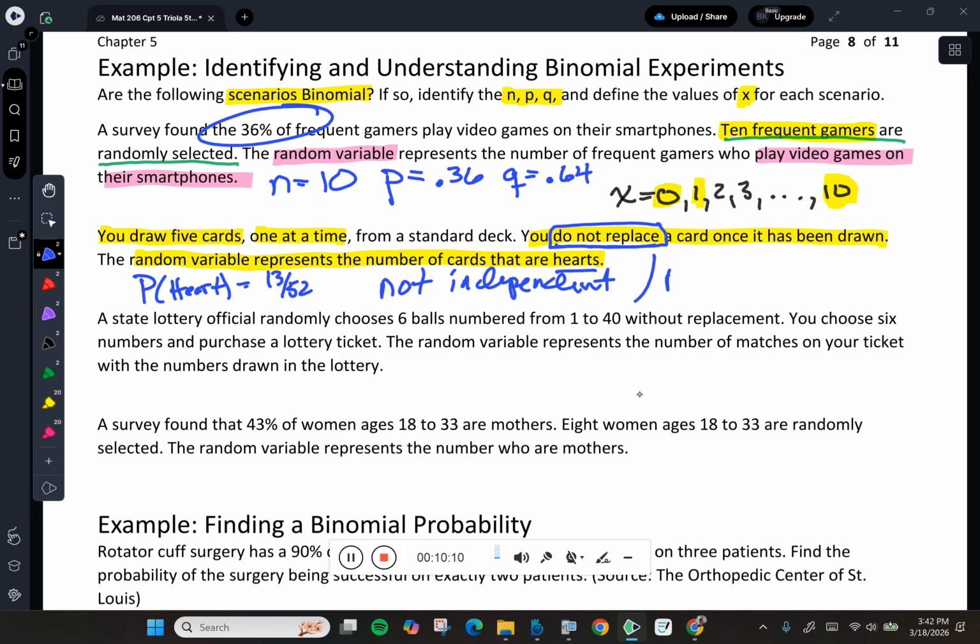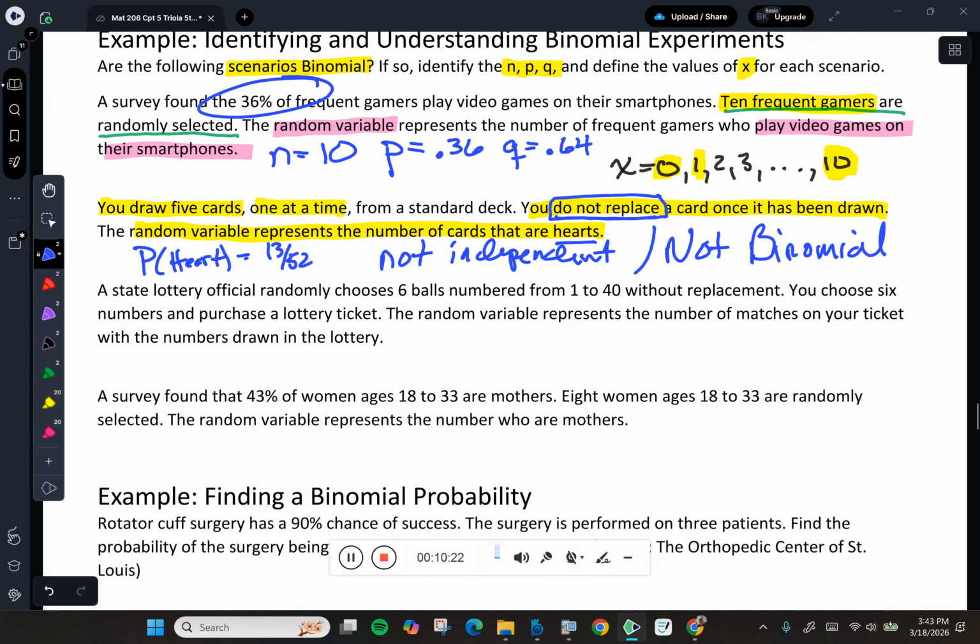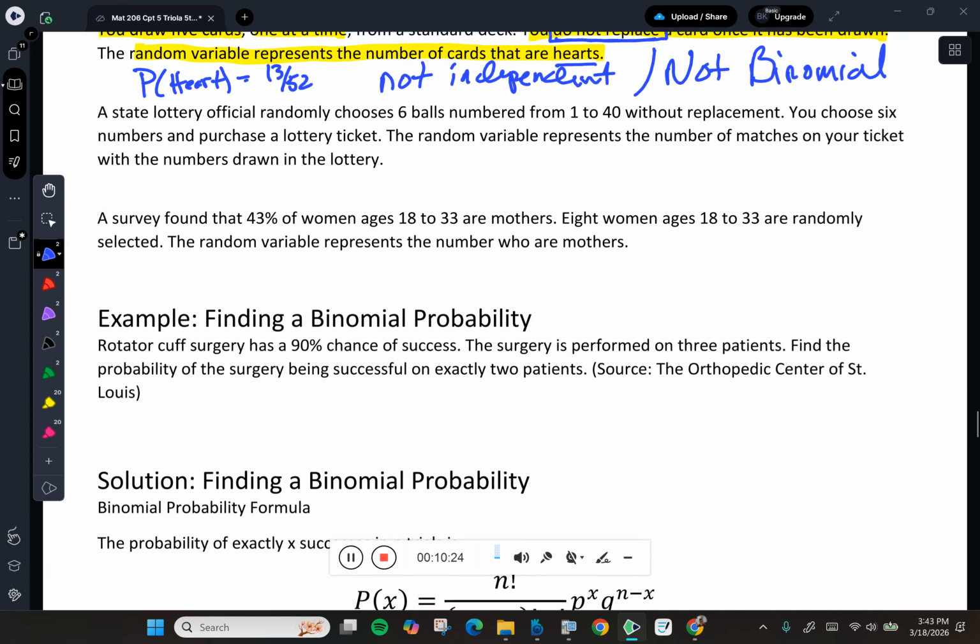Therefore, it is not binomial. This is a very complicated probability problem that is not a binomial one that we won't do. All right, move on to the third one.